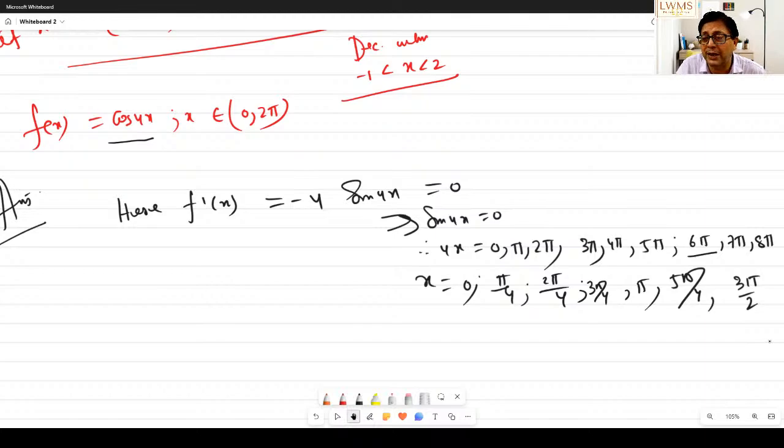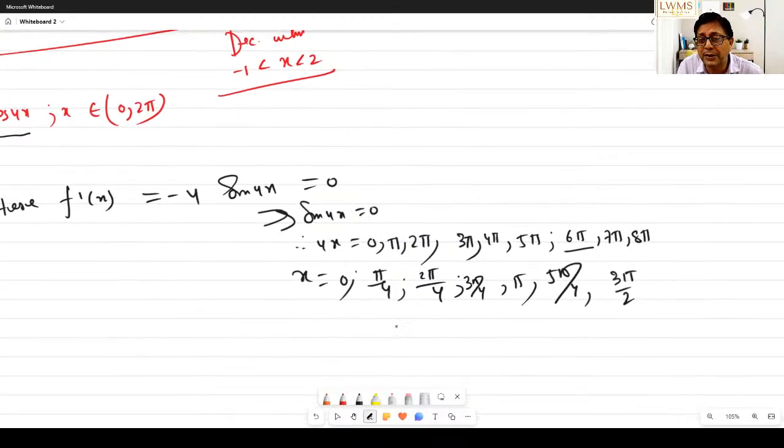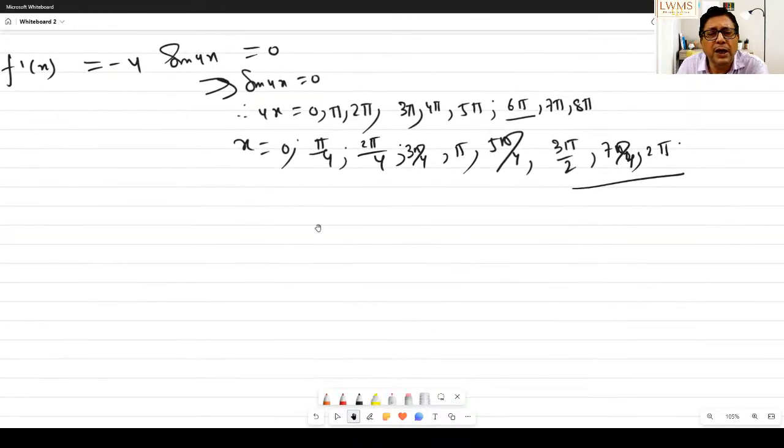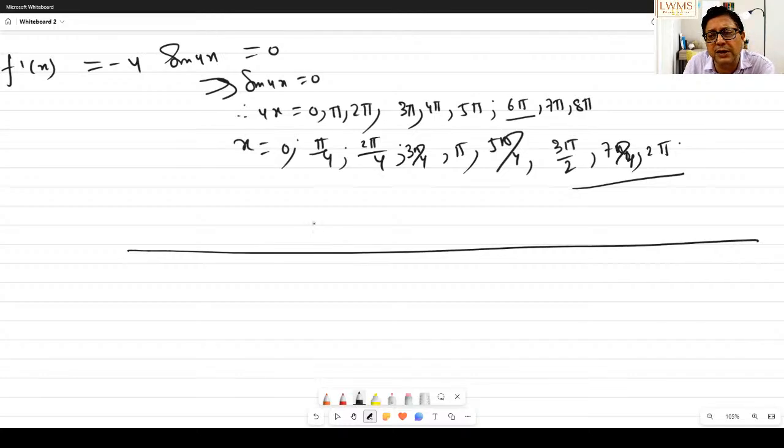The point will be 7 pi by 2 and 4 pi. Clear? No, 2 pi, sorry. It is 2 pi. 7 pi by 4 and 2 pi. Clear? Now we have to plot on the number line all these points. Nothing to do. 0, 2 pi.